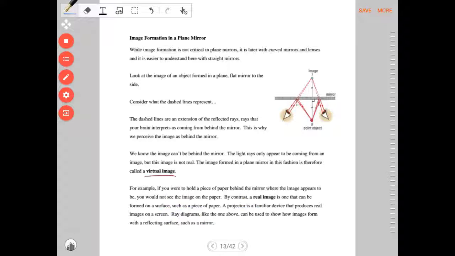Okay? By contrast, a real image is one that can be formed on a surface, such as a piece of paper. A projector is a familiar device that produces real images on a screen. Ray diagrams, like the one above, can be used to show how images form with a reflecting surface, such as a mirror.